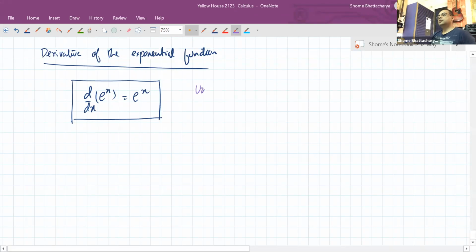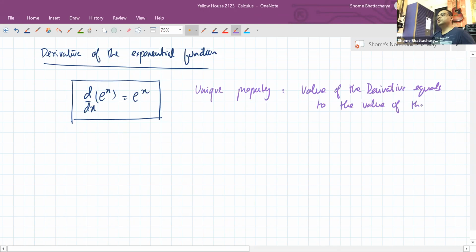This is the unique property of an exponential function, that the value of the derivative equals the value of the function itself. Okay. So in terms of the graph, let's understand what that means.